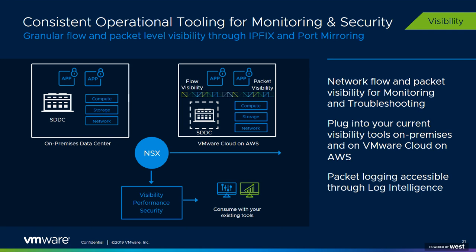So with your consistent operational tooling for monitoring and security, you have that granular flow and packet level visibility through IPFIX and Port Mirroring. So pretty much your network flow and packet visibility for monitoring and troubleshooting can take place. If you want to plug into your current visibility tools for your on-premises environment or even with VMware Cloud on AWS, you have the option to do so. And even packet logging can be accessible through Log Intelligence as well. So you have multiple options to take care of your monitoring of your environment and even protecting your environment from a security standpoint as well.